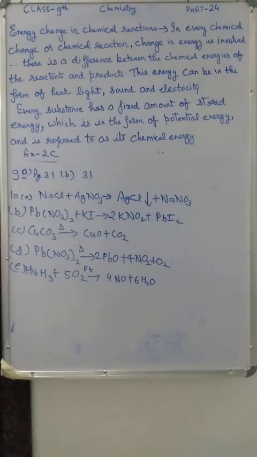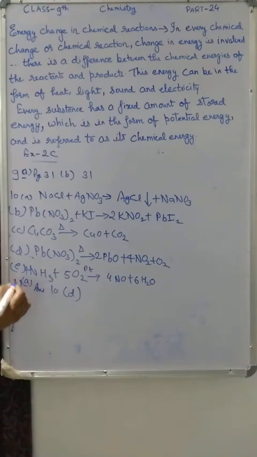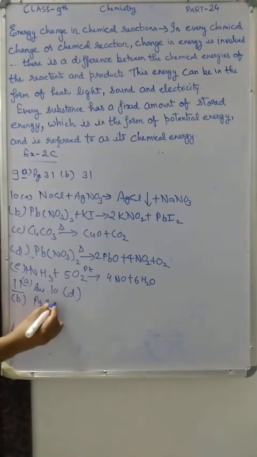Okay, now answer number 11. Lead nitrate is heated. Okay, see this one. Lead nitrate is heated. Answer number 10, part D. This is the answer of part A. Okay, now question B. Silver chloride is exposed to sunlight. In page number 25 you will get. You have to find out. Hydrogen peroxide is exposed to sunlight. In page number 22 you will get.